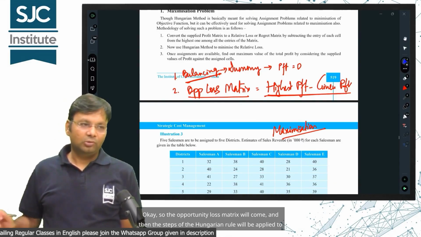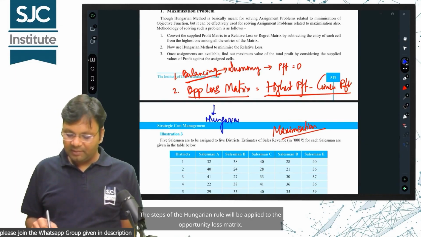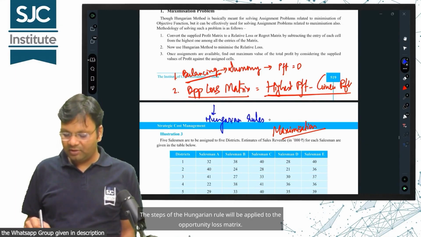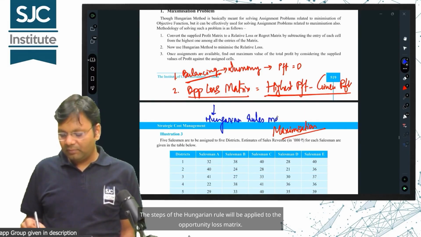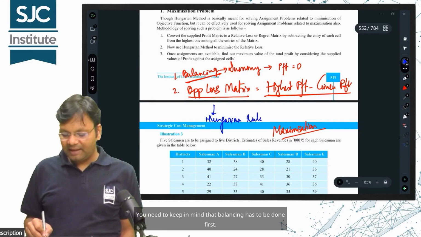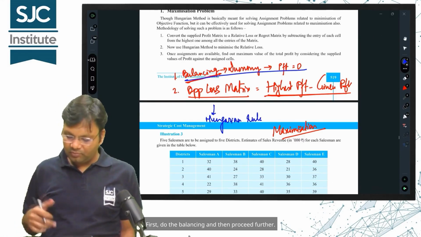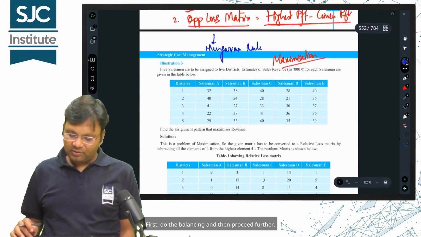Okay, so the opportunity loss matrix will come, and then the steps of the Hungarian rule will be applied to it. What do you need to keep in mind? Balancing has to be done first. Balancing should not be done later. First, do the balancing and then proceed further.